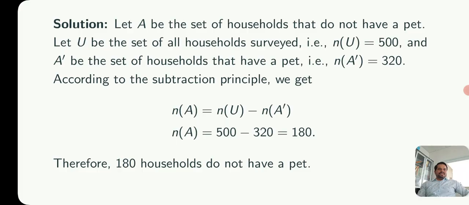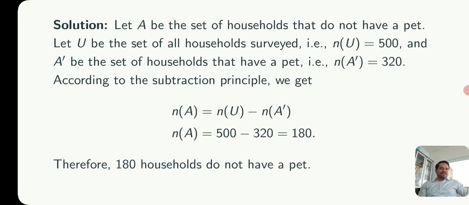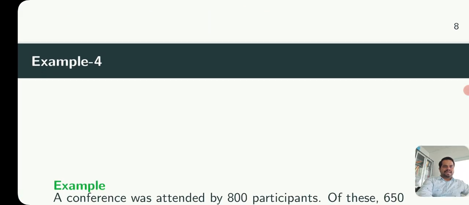So you can denote these. We get n of U is 500, and n of A dash, the complement of A, is equal to 320. By using the subtraction principle, you can calculate it. We get 180 households that do not have a pet. Yes. So I think all of you understand this subtraction principle very well. Just see here again one more example on this one. So this is example number 4.